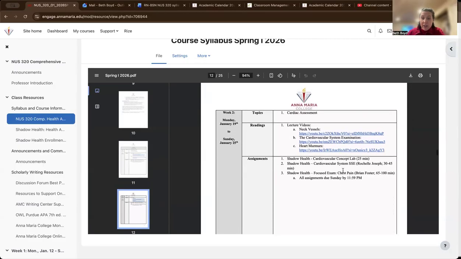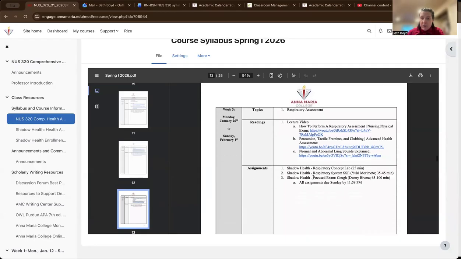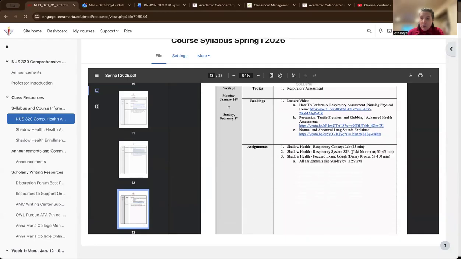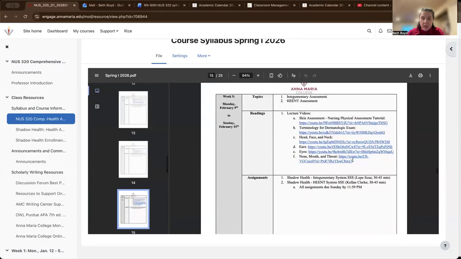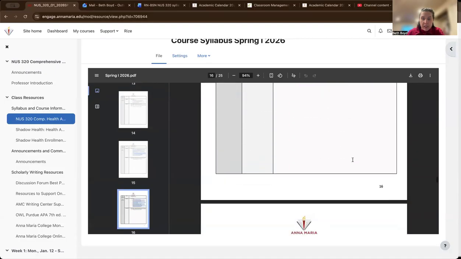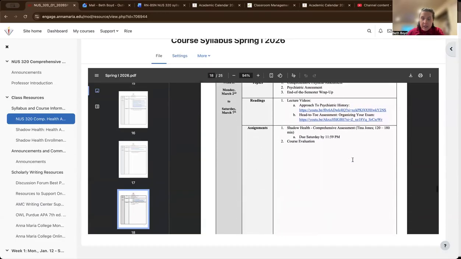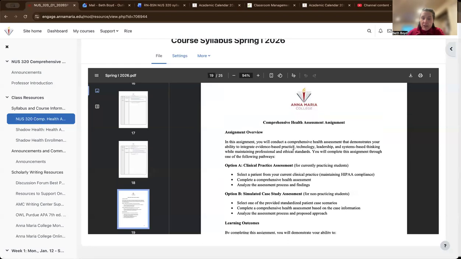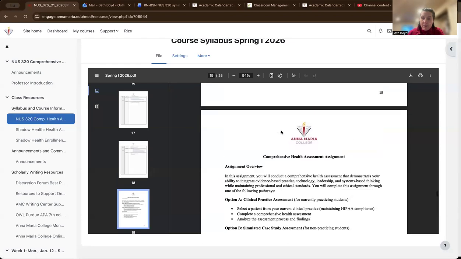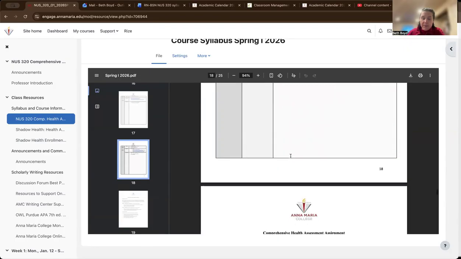So there is one of these sheets for each week, and they are all set up the same. And again, you can see where it indicates which patient you should be utilizing. And then that brings us down to week 7, week 8. This on page 19 starts the comprehensive health assessment assignment, which is due on this last week of class.